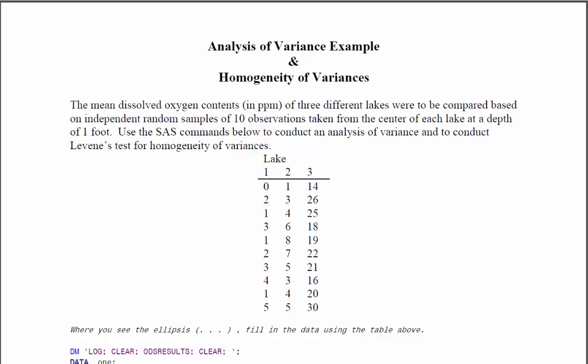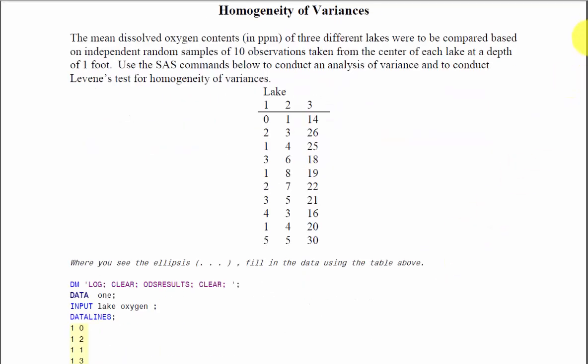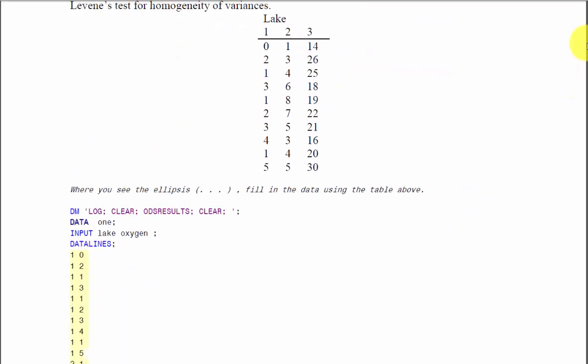homogeneity of variances. So in this example, our lakes are 1, 2, and 3. Lake 1 observations are in this first column, Lake 2 observations in the second column, and so on. When we look at how to enter this information into SAS, I can't get all of it on screen here at once. I want to take the information in this data table and enter it into a data set.